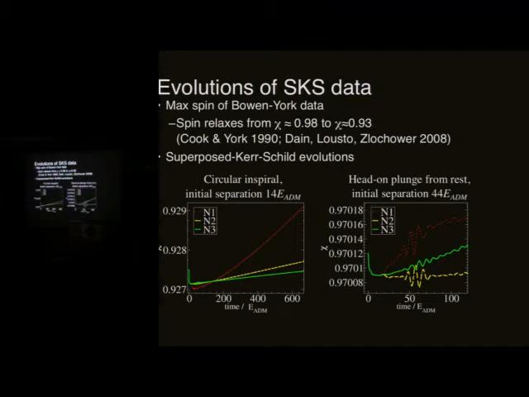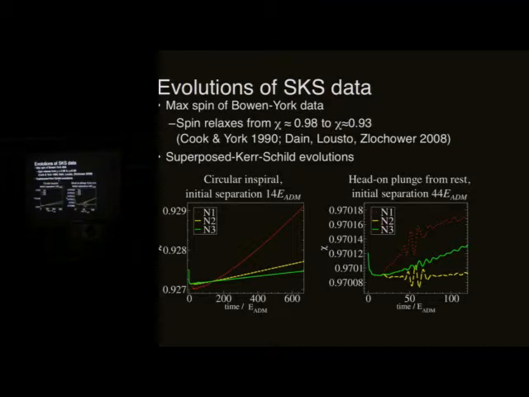Okay, so this SKS data, I guess I should have said what that is. That's just these superposed Kerr-Schild. Kerr-Schild is the coordinates that the spinning black holes are in. This is this conformally curved initial data, I should have said. So just to remind you, the spin quickly decreases from 0.98 to 0.93 using the normal conformally flat Bowen-York data. Well, how well does our data do? To find out, you just have to evolve it. And this is a nice way to transition into the next thing I want to talk about, which are evolutions.